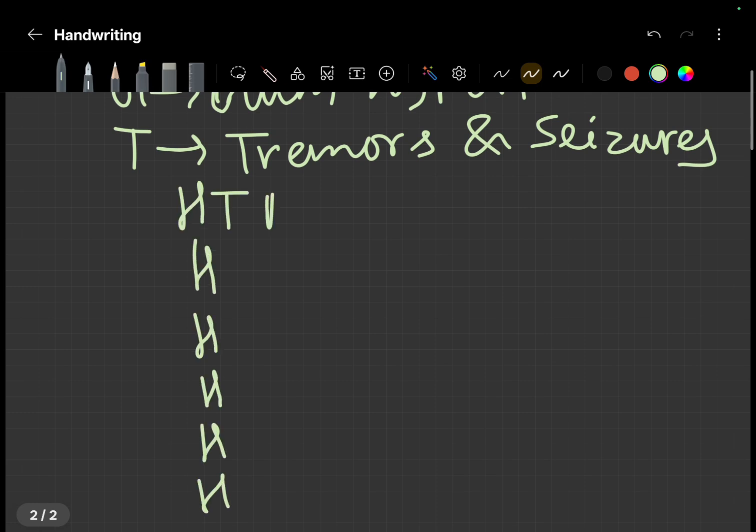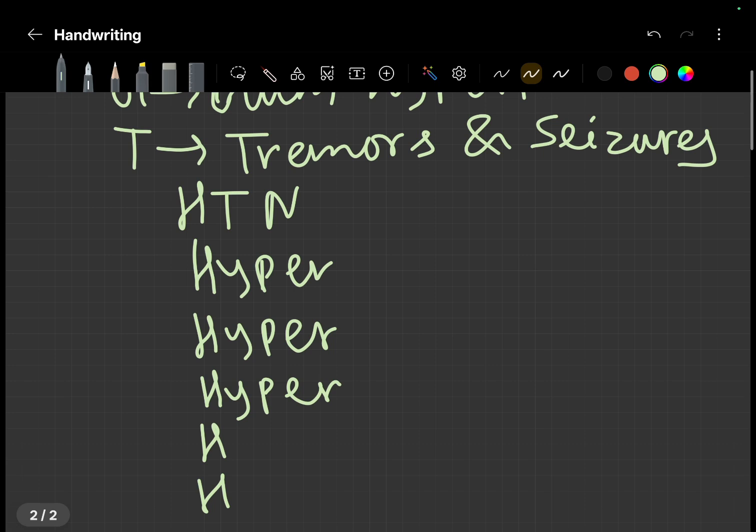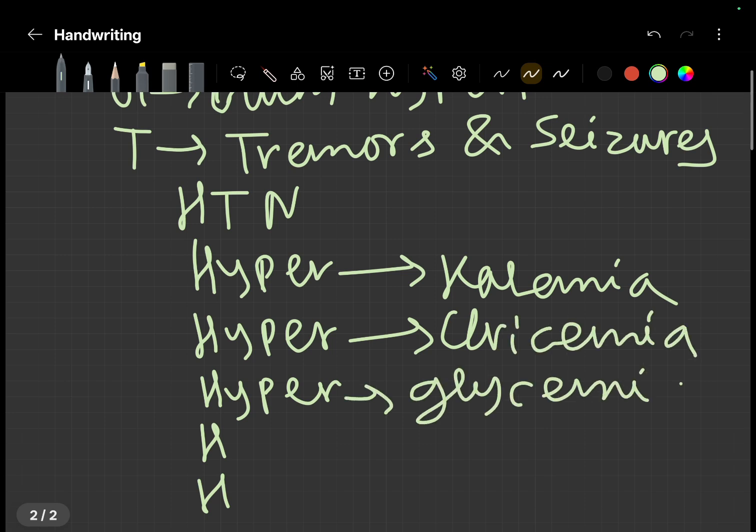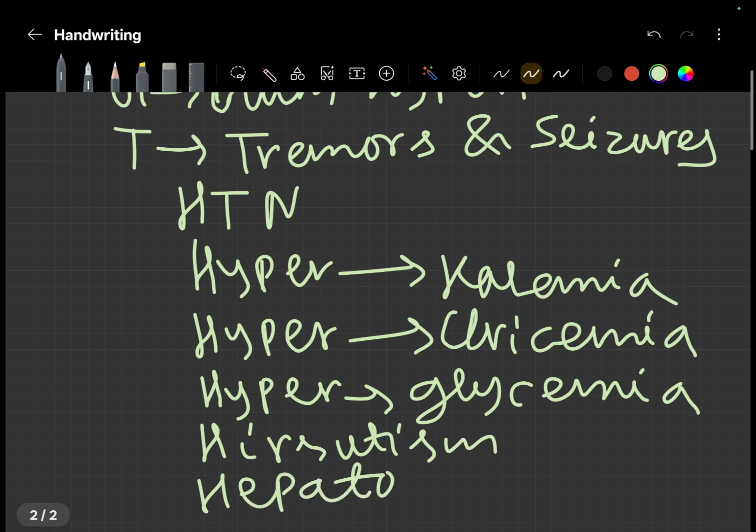First, HTN, that is hypertension. Then just write down 3 times hyper. First hyper is hyperkalemia. Second, hyperuricemia. Third hyper is hyperglycemia. Fifth H is hirsutism. And last is hepatotoxicity. So it is both nephrotoxic and hepatotoxic. So these are the side effects.